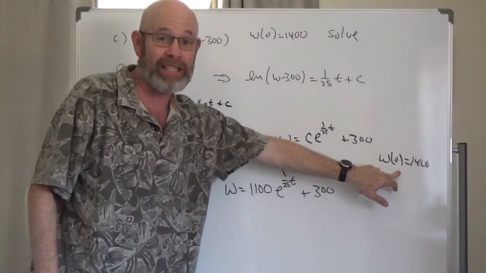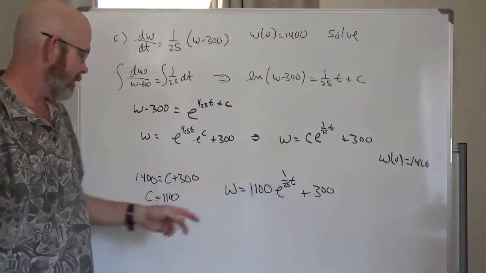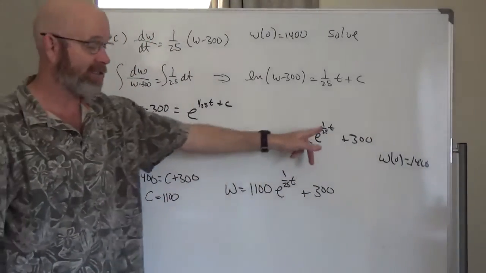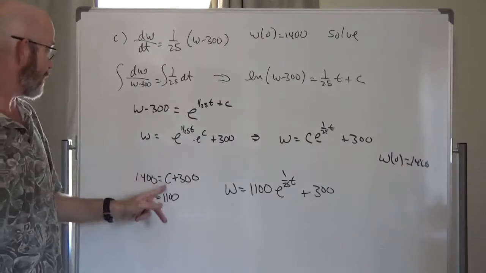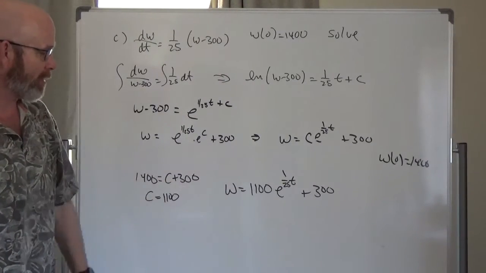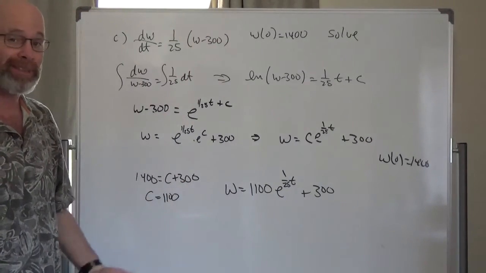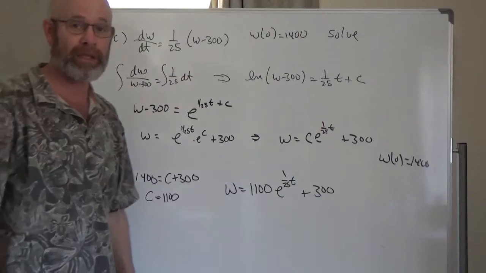Now I want to find c using my initial condition of 0, 1400, so that's 0. So that just becomes c, because e to the 0 is 1. So 1400 equals c plus 300. c is 1100. Plug it back in. 1100 e to the 1/25 t plus 300. So pretty straightforward differential equation problem there.